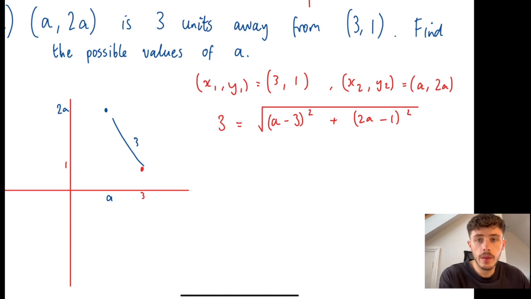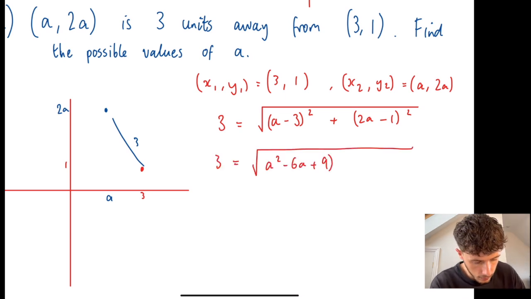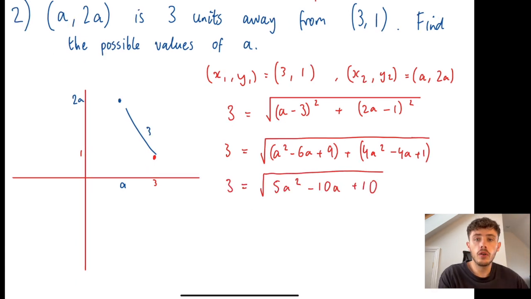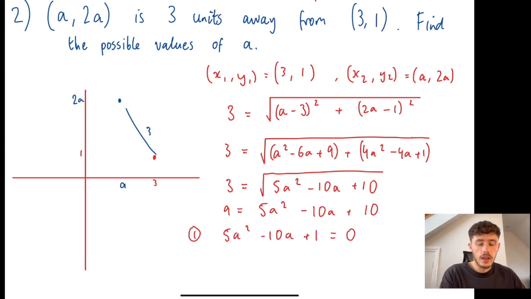And from here, it's going to be a matter of expanding out the brackets and rearranging it until we get our final answer. So I'm going to expand the brackets. And then we're going to want to take those away to combine them into one quadratic expression. And from here, if we square both sides, we will cancel out the square root, and we can combine it into one big quadratic. So this is part 1 of that step. And this is our final quadratic, 5a squared minus 10a plus 1 equals 0.